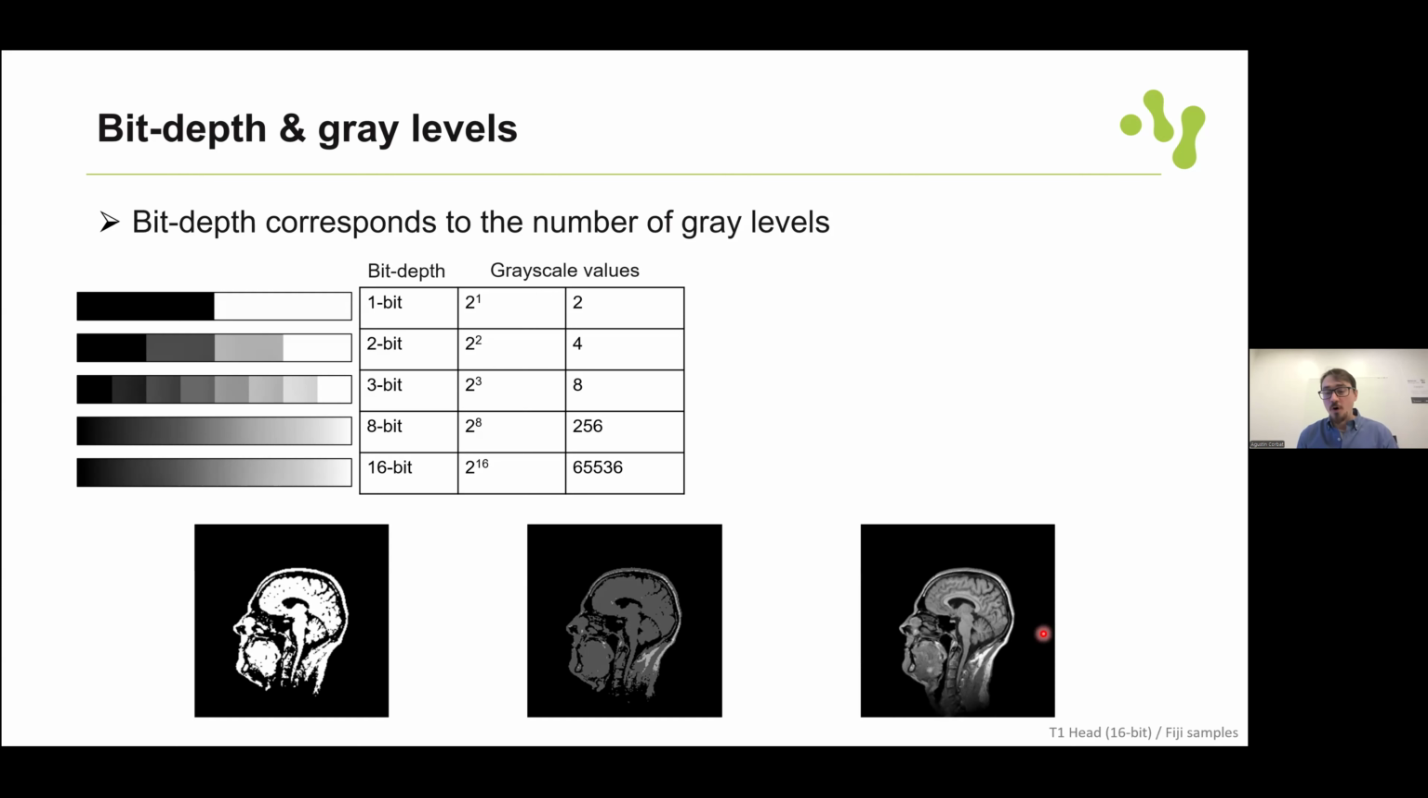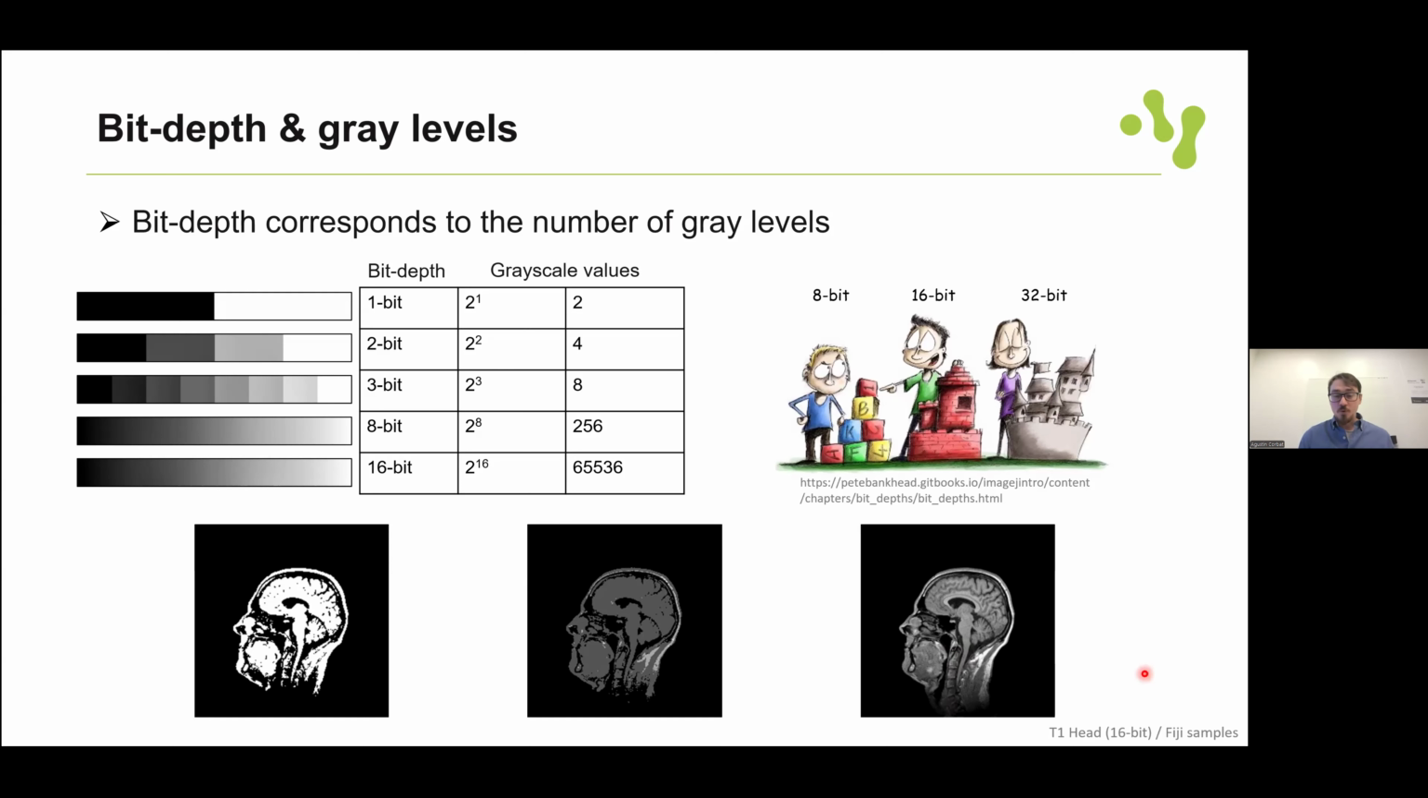But we could have gone all the way to a bit depth of 16, for example. Then we get over 65,000 different values, and we can see a lot of different structures with different textures. There's a lot more information here. So all in all, we can increase the bit depth, and this will allow us to distinguish between different intensities.